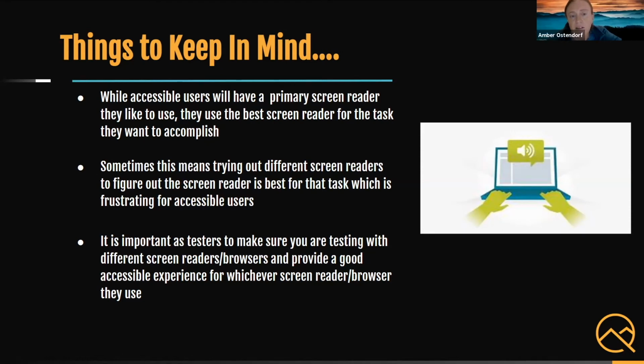Because screen readers are not alike, and some of them work better in different environments as opposed to others, this means as testers, we want to make sure that we're testing in multiple screen readers and browsers. Otherwise, you're going to provide a bad experience if your user is in a different browser or a different screen reader. So the whole idea of accessibility is to ease access. So we want to make sure we have coverage to where our users are at.